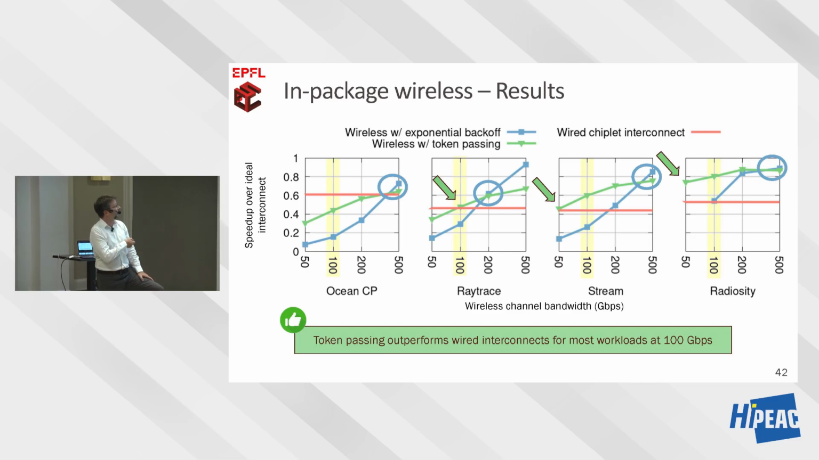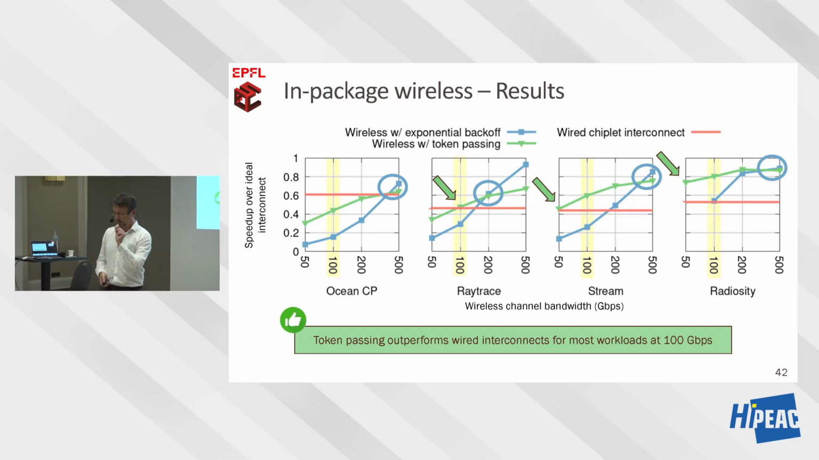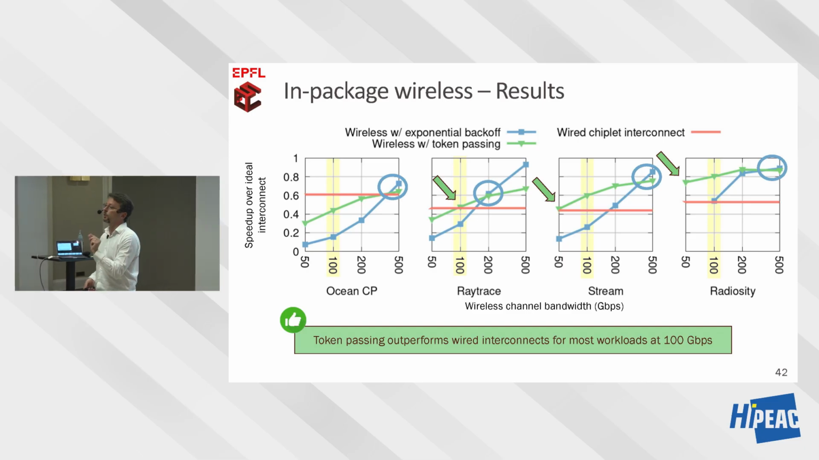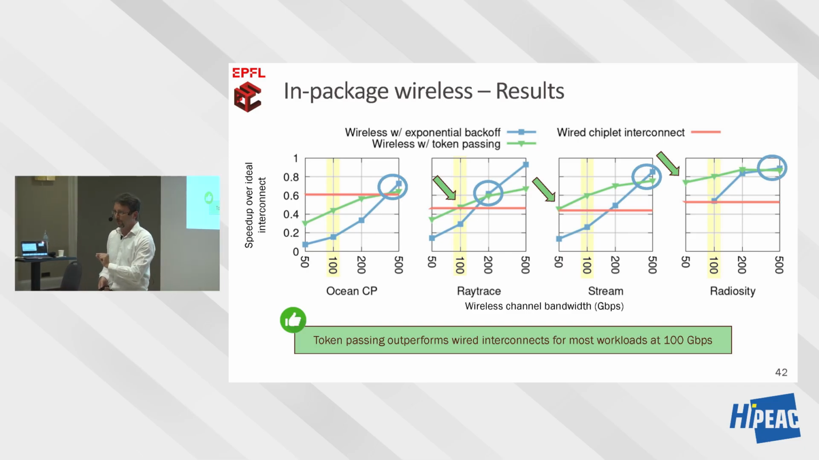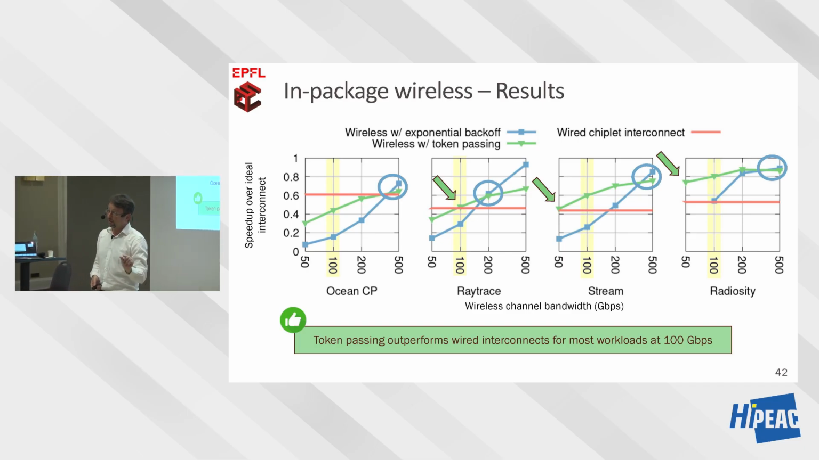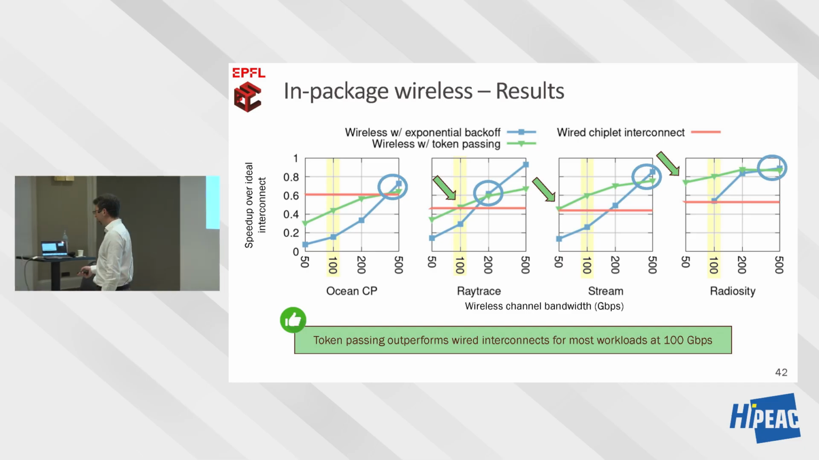Here in yellow, I'm highlighting the 100 gigabit per second, which is actually the state of the art, which has been demonstrated for ultra low range wireless communication. Demonstrated means that people did a prototype of that, but not integrated on a 2.5D system. So there is a difference between an implementation in an SoC and a technological demonstrator.